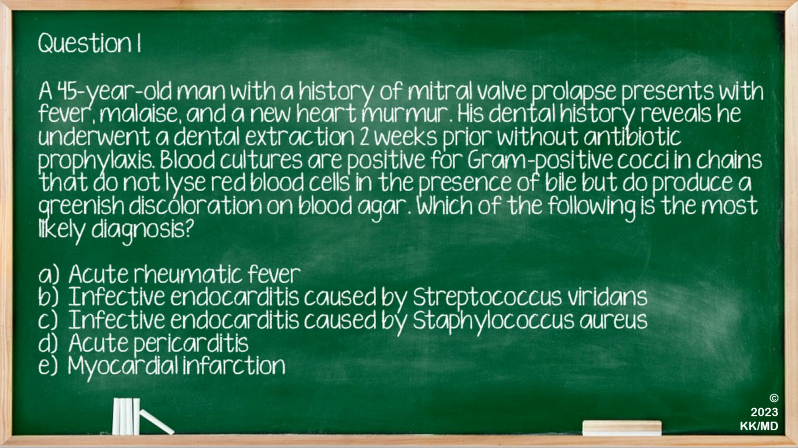He's also had recent dental surgery, and as we have heard, Strep viridans is a commensal bacteria within the mouth and can lead to dental infections as well as endocarditis. We also have some investigations given to us which show that the bacteria is a gram-positive coccus, which grows in chains, and it is bile insoluble. So the correct answer here is infective endocarditis caused by Streptococcus viridans.